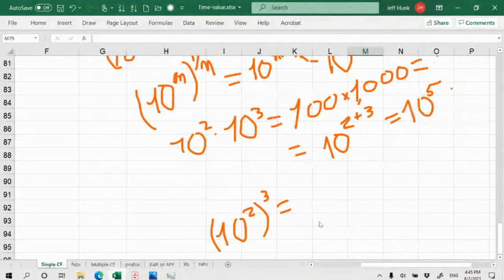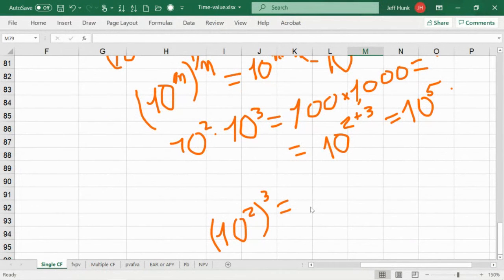Since it's out of the bracket, you multiply the two powers first. No, don't go there yet. We'll just have 100 inside the brackets, open parentheses, and then to the third. Yeah, 100 to the third. And what is 100 to the third power?